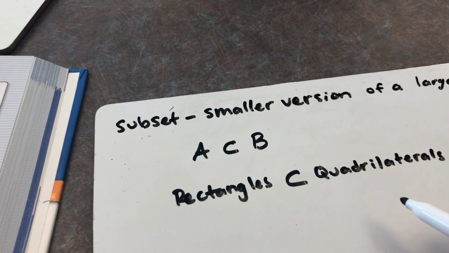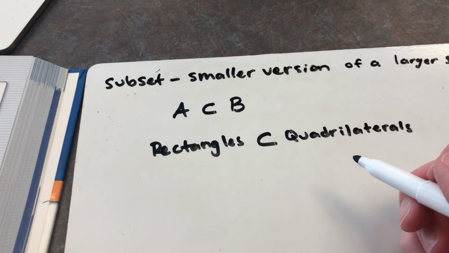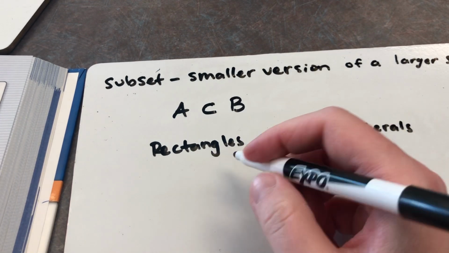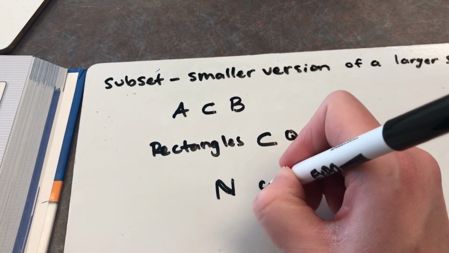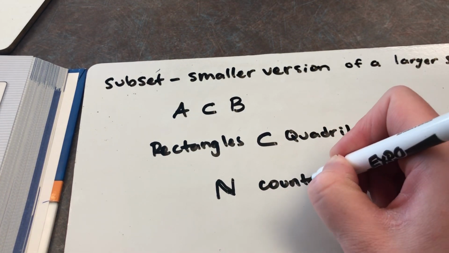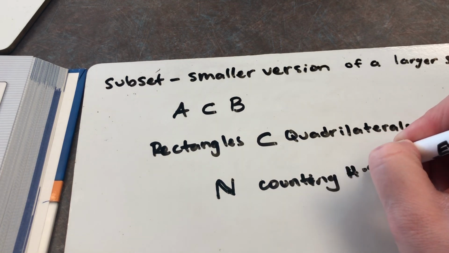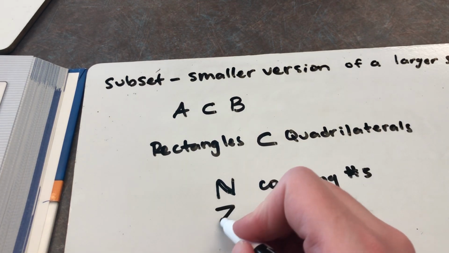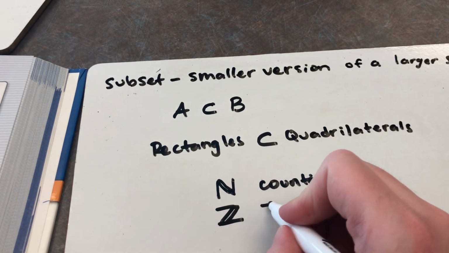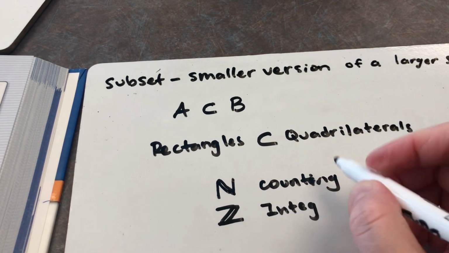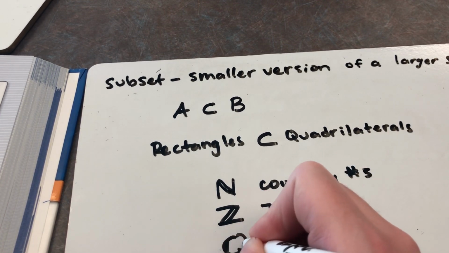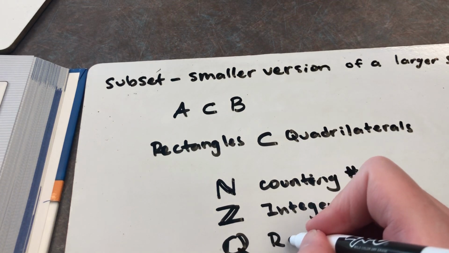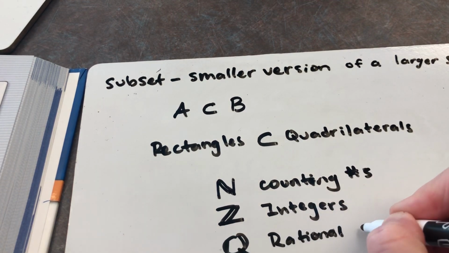All right, your book on page 601 has some really funky looking letters. So they give like a boldish type N, which means counting or natural numbers. They have a funky looking Z, which represents integers. Remember, integers are positive and negative numbers. They have a funky Q that stands for rational numbers.